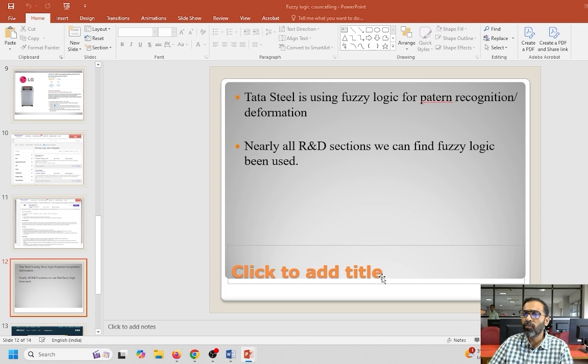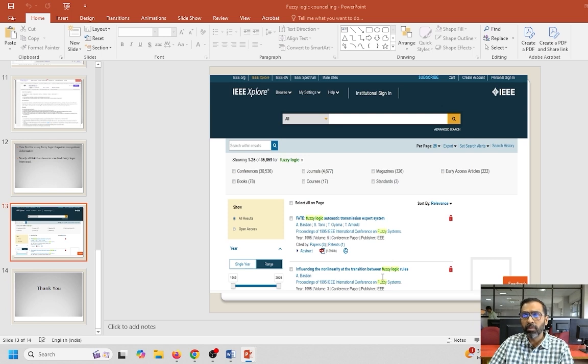We can detect the faults and all those things, and in many of the R&D sections wherein research has been done in order to get the optimum results, fuzzy logic has been used. So you can see that there are a lot of journals and publications on fuzzy logic.